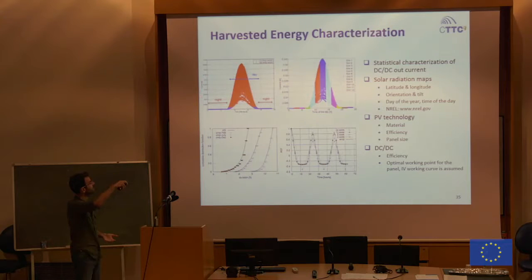So in this graph, you have the PDF of the current that is delivered to the load over the 24 hours of a day. And you can see that there is a kind of a bell shape that is centered around noon, but there is a high variability. So for the same day, you can have a very high current, but also very low current for the load.